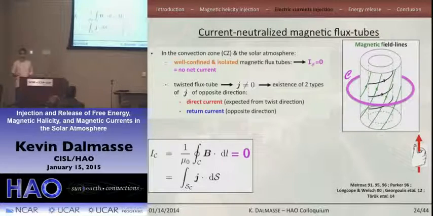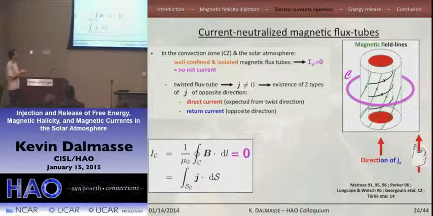Because the magnetic flux tube is twisted, the electric current density J is non-zero in the flux tube. So the condition of no net current flowing in this flux tube implies that there are two types of electric current in your flux tubes, which are flowing in opposite directions. These are the so-called direct and return currents. The direct currents are the electric currents which are expected from the twist direction. So for this twisted flux tube, it's a right-handed flux tube. So the right-hand rule is basically telling me that the direct currents are flowing upward, like this.